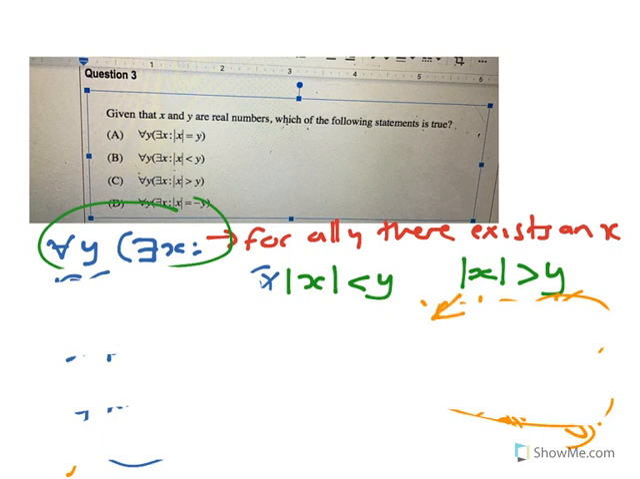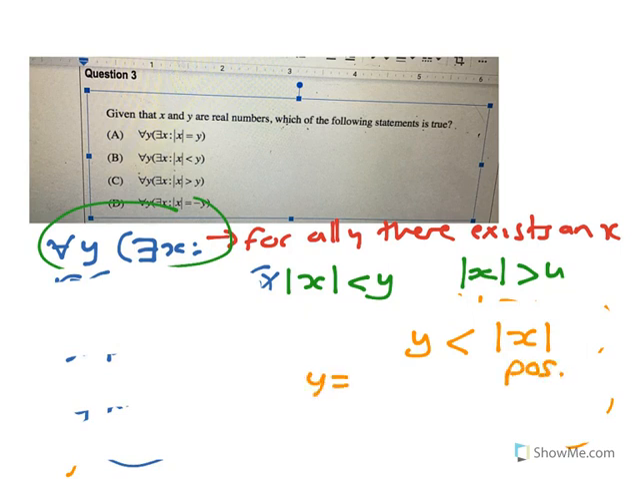But for all y, can we get y's that are less than the absolute value of x? Now, considering the absolute value of x is positive, if y was positive, say 2, can you find a value of x so that it would be greater than that? Yep. Even minus 3, yep, that would be greater.